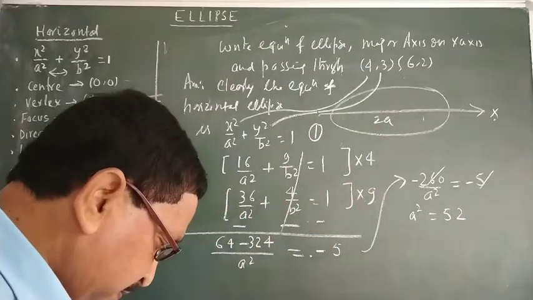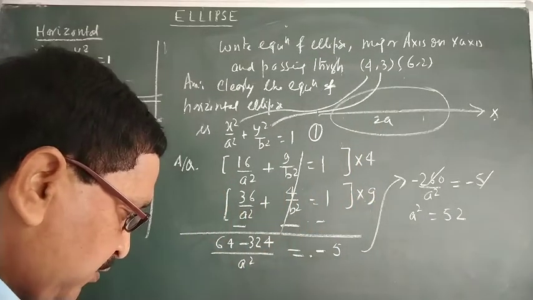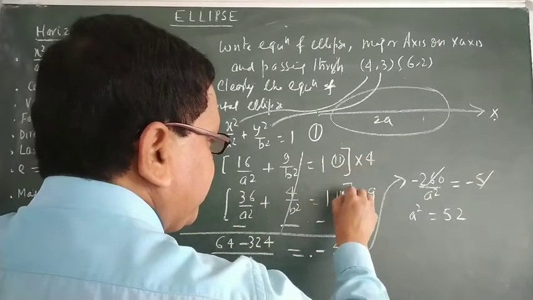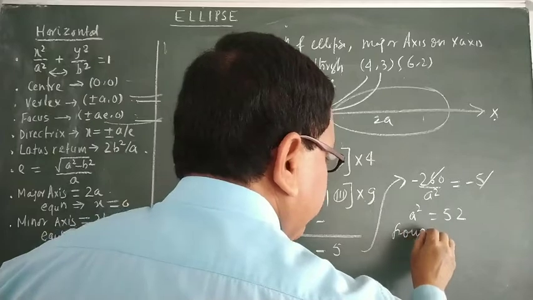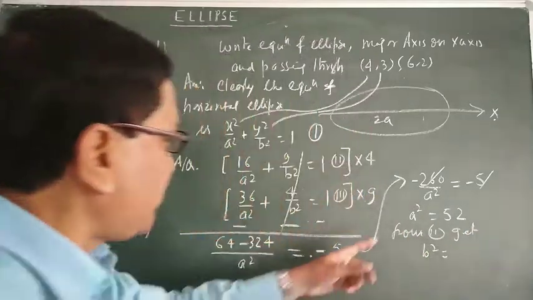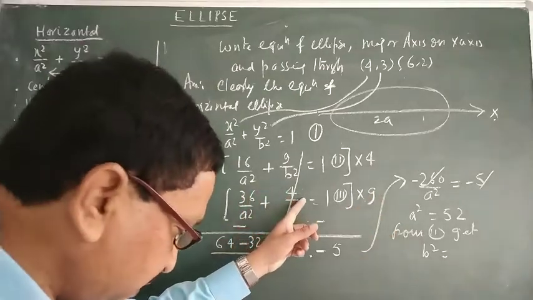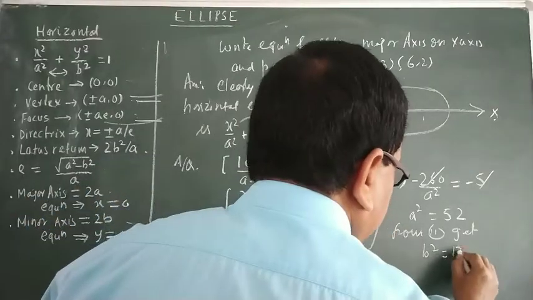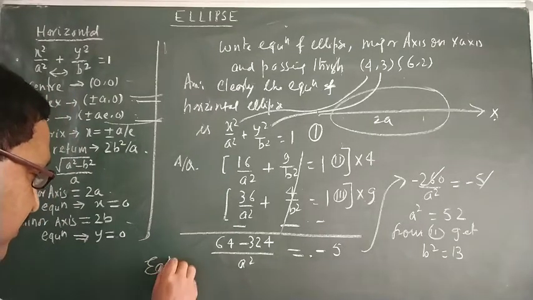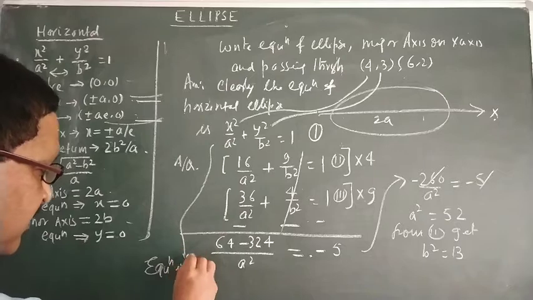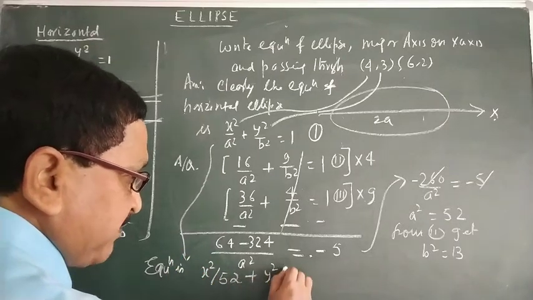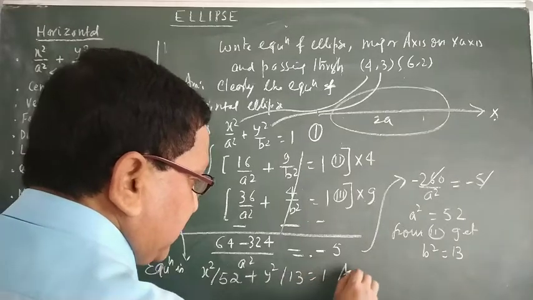A square we have got 52, and putting it in 2 or 3 to get b square. It is very easy to put the value of a square and get b square, which will come 13. So the equation of ellipse is x square by a square 52 plus y square by b square 13 equal to 1. This is your answer.